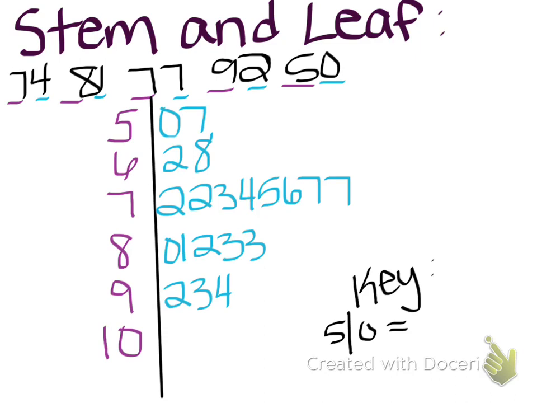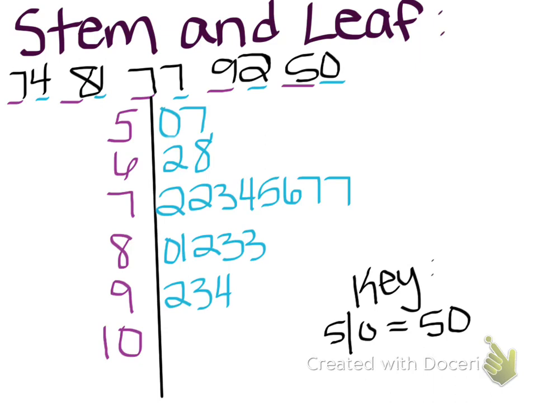5|0 equals 50. And that way I know that I'm looking at the number 50, not the number 5.0 or 5.7. I'm just looking at 50. I hope that makes sense. I anticipate a lot of questions on stem and leaves, to be completely honest with you guys. Because I think they're complicated to learn, but once you learn them and you understand them, they're not so bad.